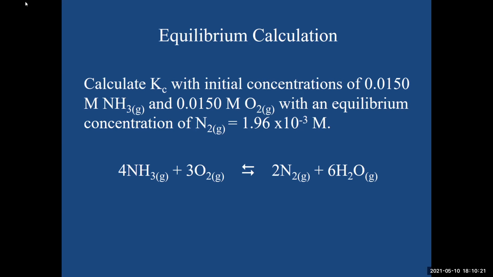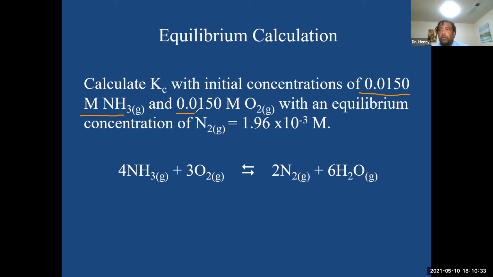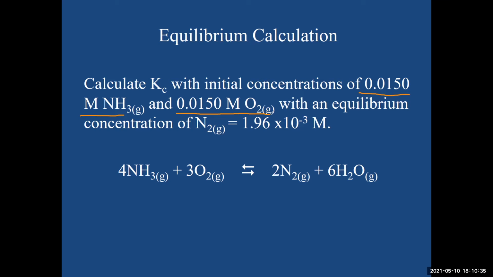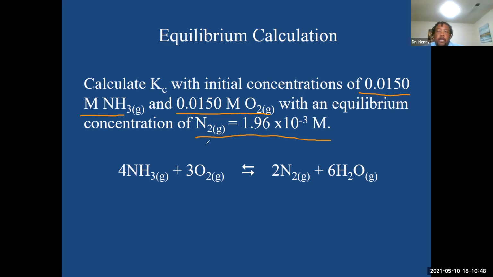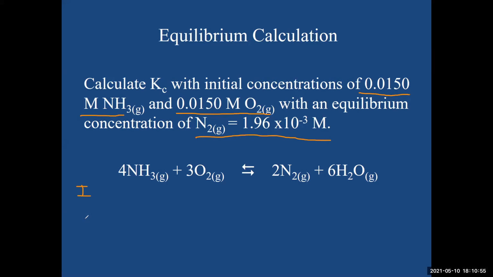You're gonna find your givens. Okay, first, so what are my givens? So your givens are 0.0150 molar NH3 and 0.0150 molar O2, and the concentration of N2. Okay, and that's the equilibrium concentration, right? So I'm gonna have my ICE table. So where am I gonna fill that stuff in?